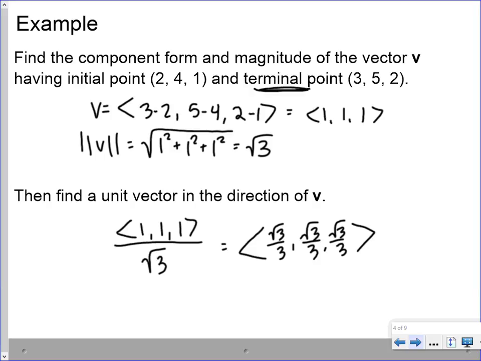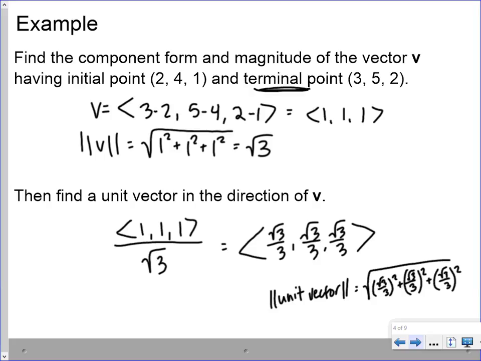If I were to do the magnitude for the unit vector, it should come out to equal 1. So you could think about if you did the square root of 3 over 3 squared plus the square root of 3 over 3 squared plus the square root of 3 over 3 squared. Each of those are going to come out to be 1/3. So 1/3 plus 1/3 plus 1/3 is 1. And then the square root of 1 is 1. So it is a unit vector. You don't usually have to check it, but that's just what that means.